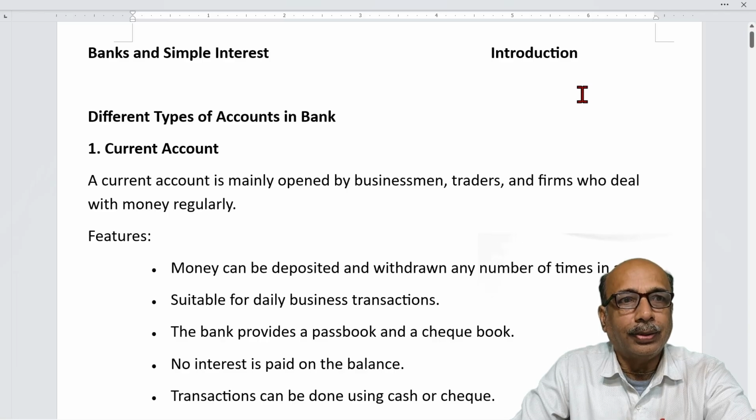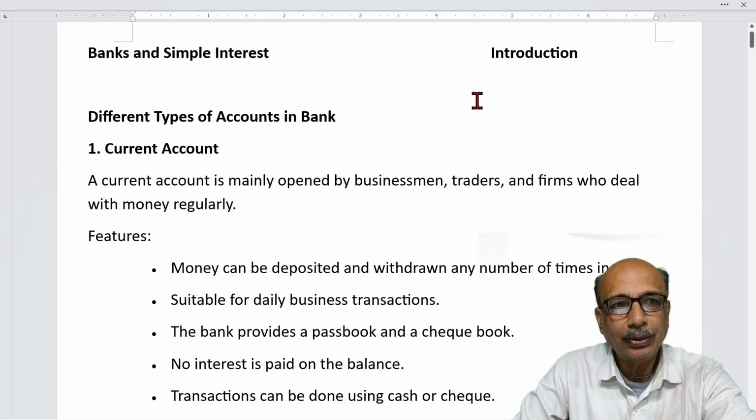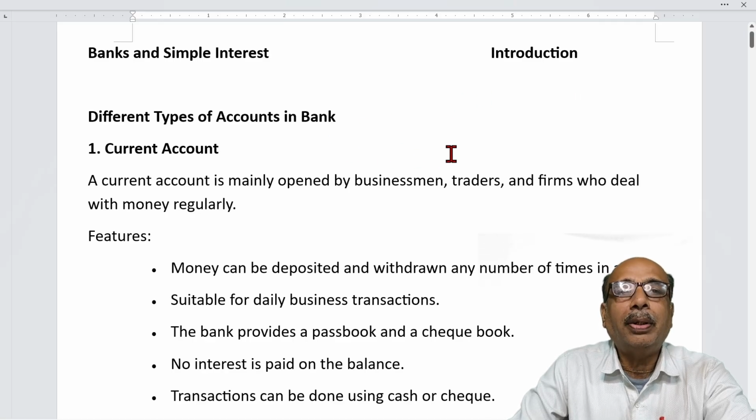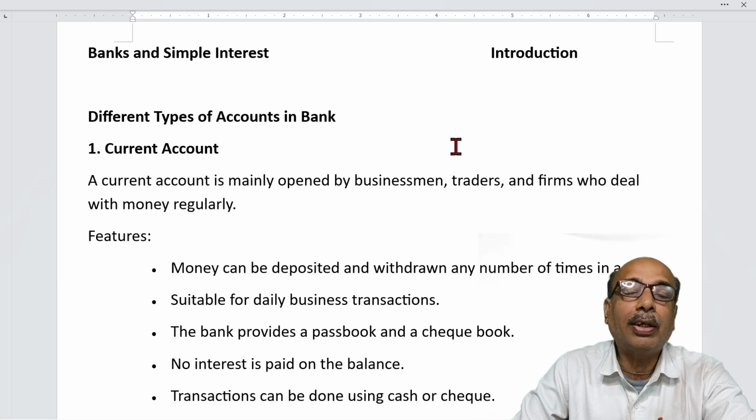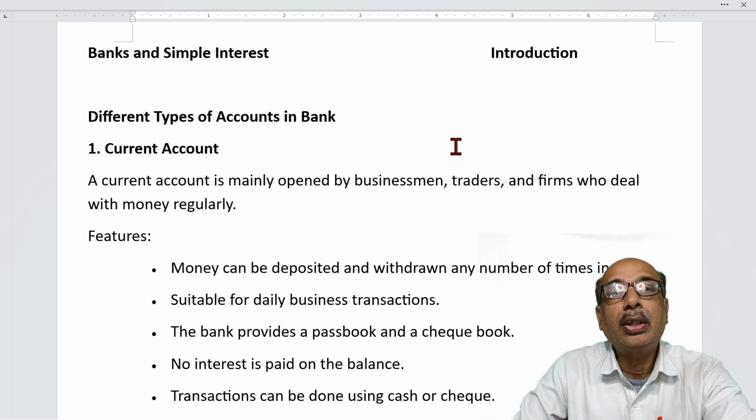Hello children, today we are going to start with the new topic, banks and simple interest. You might have noticed, if you have visited the bank, that you might have seen different counters and all. So we are going to study about the types of accounts in the bank.